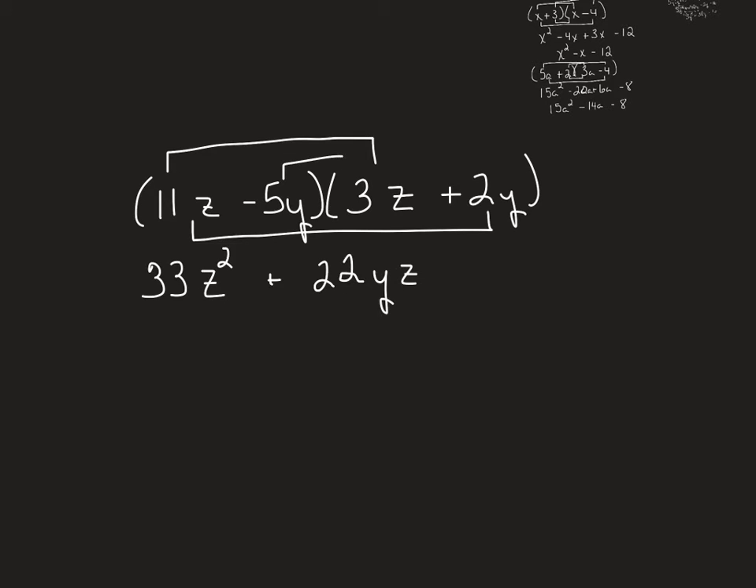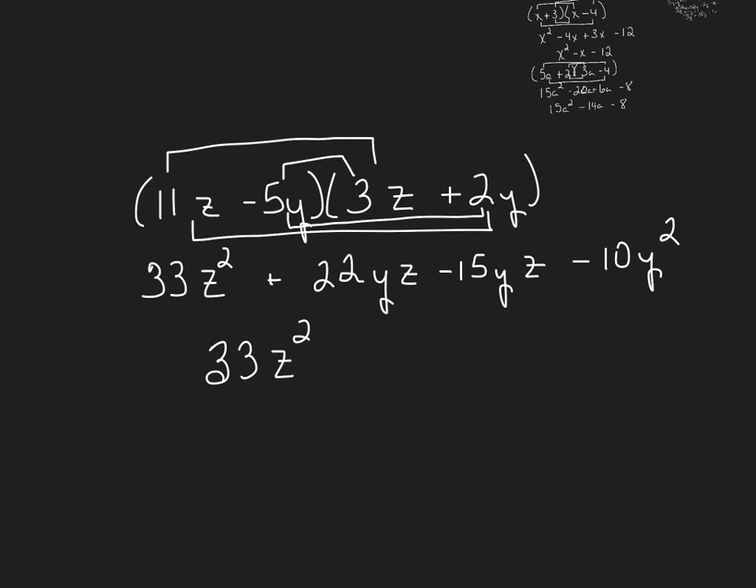Then we do the two inside terms. 3 times negative 5 is negative 15, and then we still have yz. And then the last terms together, negative 10y squared. So if we combine like terms, 33z squared, 22yz minus 15yz gives us plus 7yz minus 10y squared.